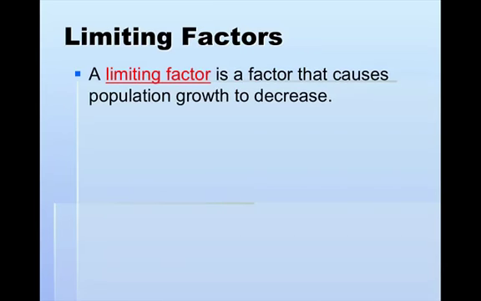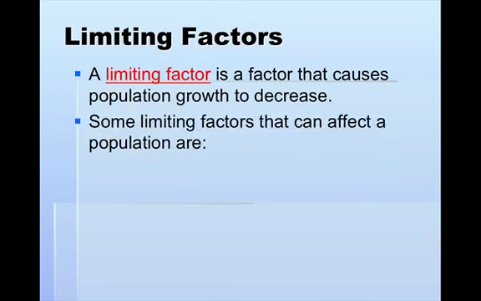First of all, we have to determine what is a limiting factor. A limiting factor is a factor that causes population growth to go down. In the previous podcast, we talked about 4-2, part 1, competition and predation, and this is going to add to that information. So once again, a limiting factor is a factor that causes population growth to decrease.